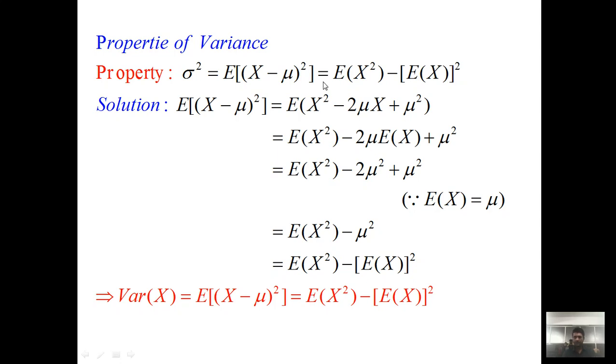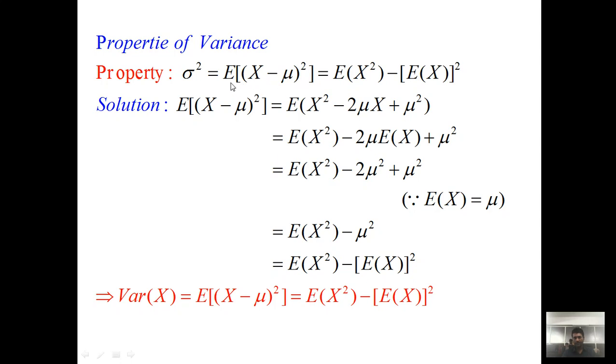In other words, we write the formula of variance in terms of only expectation. So when we have to calculate variance or standard deviation, this property is very helpful. Let's see how we can prove it. We have to start from the left hand side.